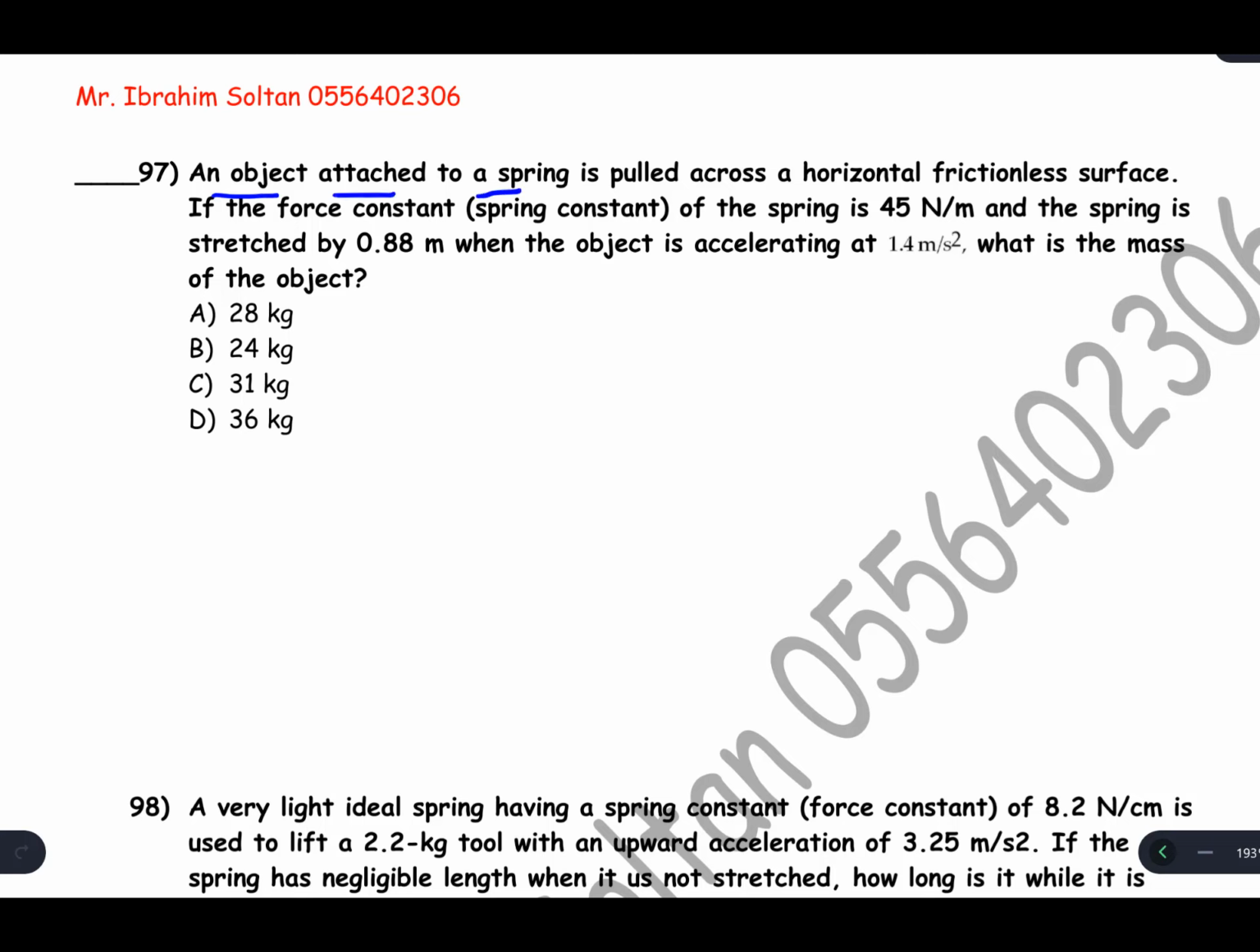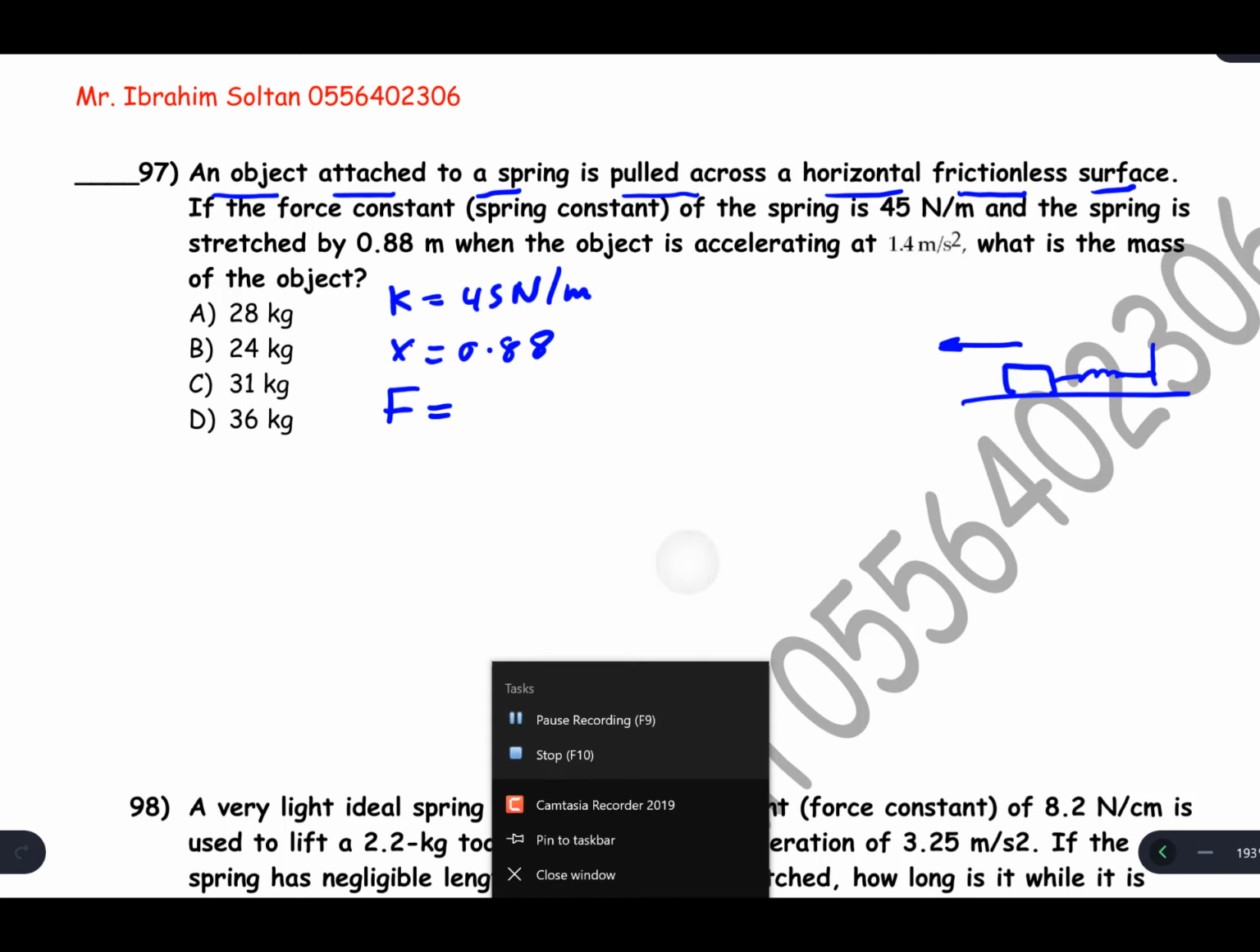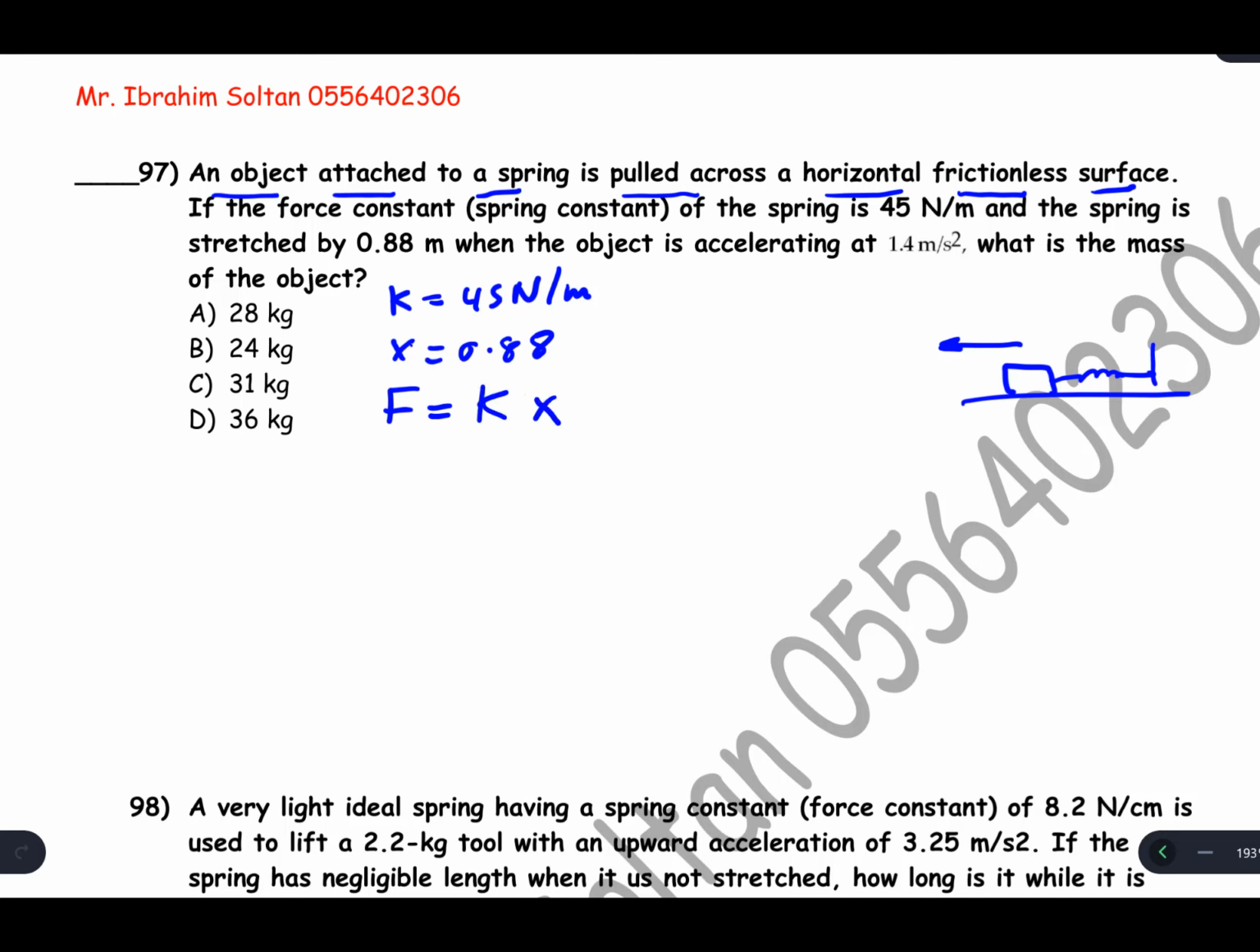An object attached to a spring is pulled over a horizontal frictionless surface. He gives you the force constant K 45 Newton per meter, and the spring is stretched by X equals 0.88 meter, so you can calculate the F. F equals Kx, so 45 times 0.88 equals 39.6 Newton.